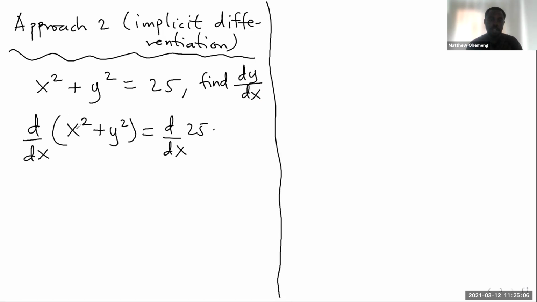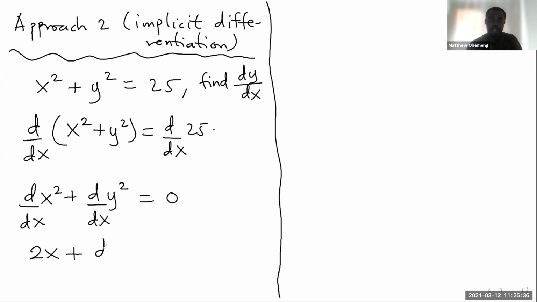Now the derivative of a sum is the sum of the derivatives. So for the left-hand side of the equal sign, you have d over dx of x squared plus d over dx of y squared, equal to d over dx of 25, and the derivative of a constant is 0. So we have this. Now, d over dx of x squared is the usual power rule that we've met all along, right? So d over dx of x squared is just 2x.